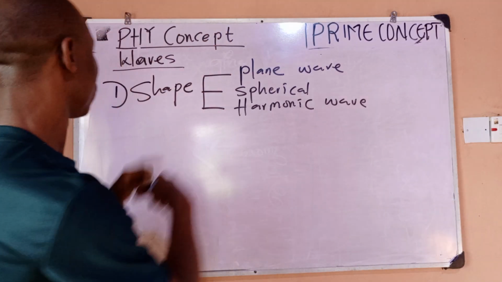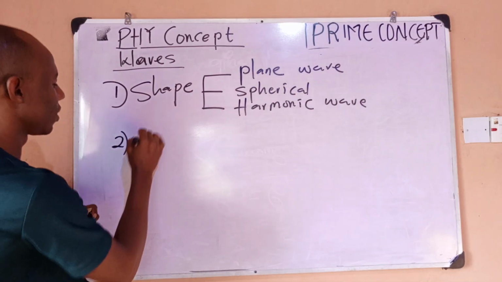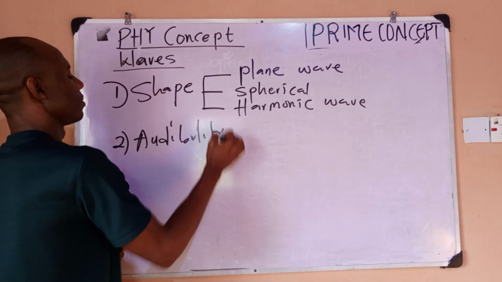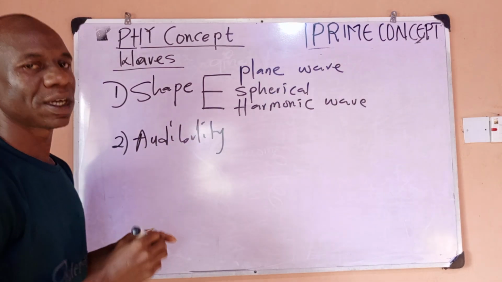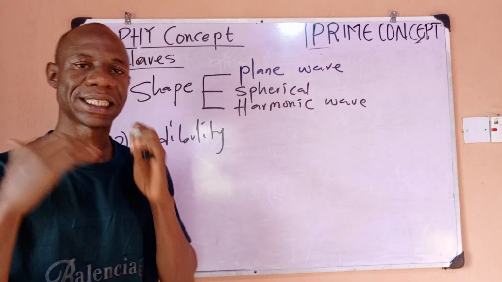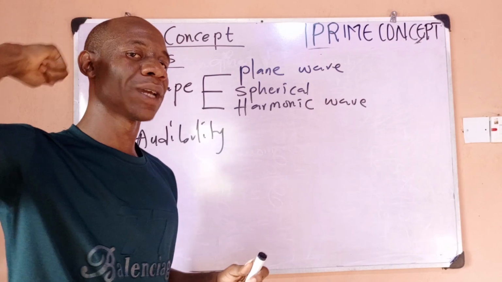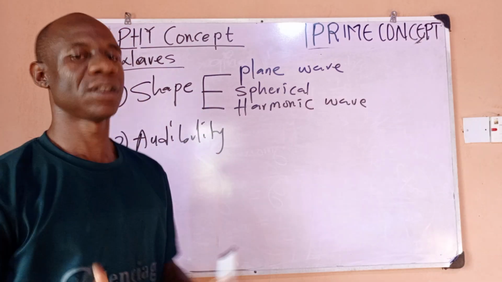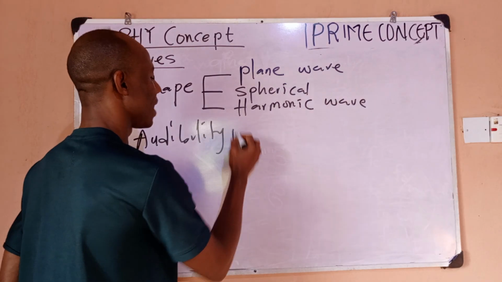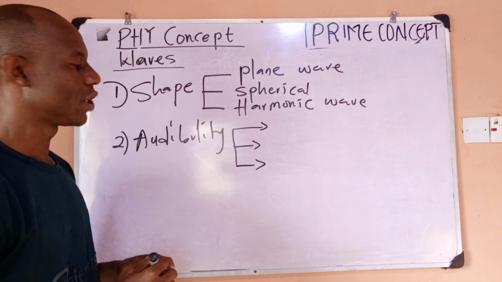You understand? Then the second classification for waves is based on their audibility, that is to say, whether it can be heard. When you say something is audible, it means that thing can be heard. So we are classifying waves based on whether you can hear the sound. Based on audibility, we can also classify waves into three.